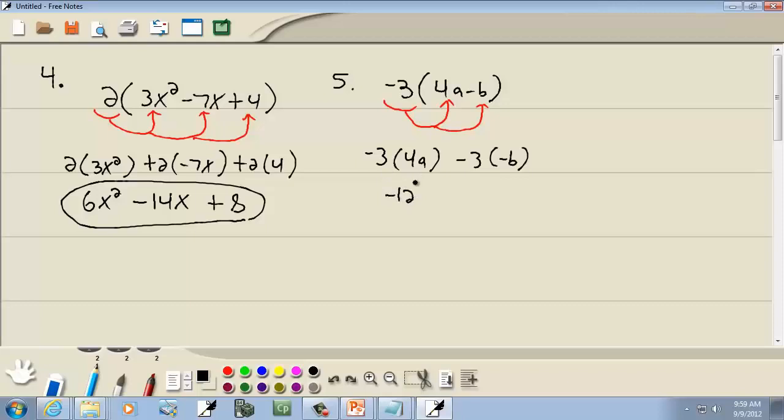Well, that gives us negative 3 times 4 is negative 12, and the a remains. Again, the a is a variable we don't know, and when you're multiplying, you just put it right next to that. Here's a negative times a negative, which gives us a positive, and then 3 times b is 3b. Now, you're seeing here, I'm putting a number next to a variable. That indicates multiplication. So this says 3 times b. And that's our answer.